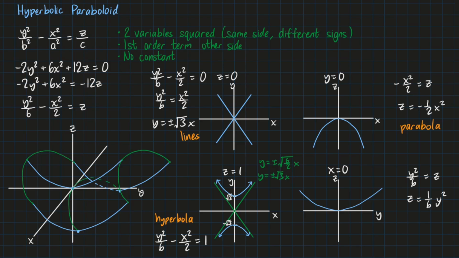So this is the graph of a hyperbolic paraboloid. It is a saddle surface, and you can think of its shape like a Pringle chip.